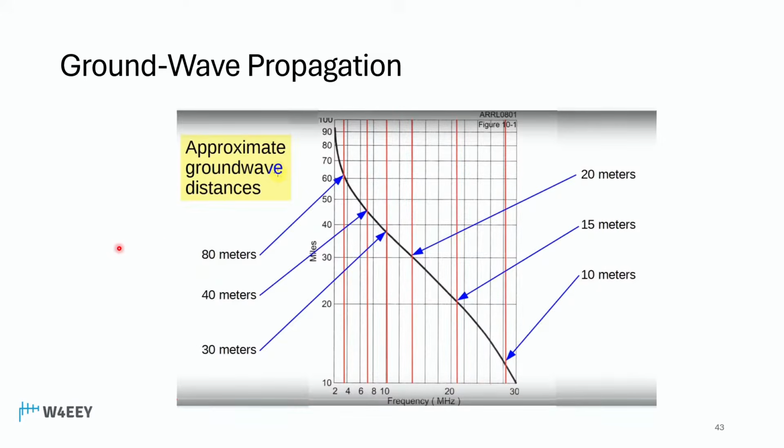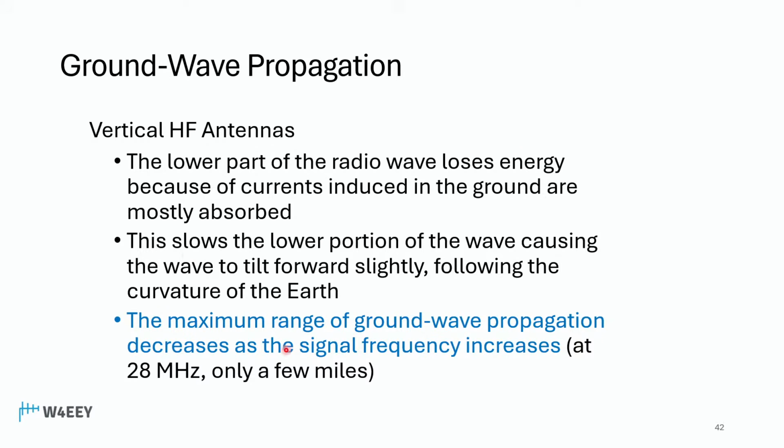Something I borrowed from Kasler here. This is miles here, and he drew the frequency bands in, and you'll see that the lowest distance that he shows here is 10 meters. It gets better and better as you go lower in frequency. So just flipping back to the way the pool is listed, the maximum range of ground wave propagation decreases as the signal frequency increases.